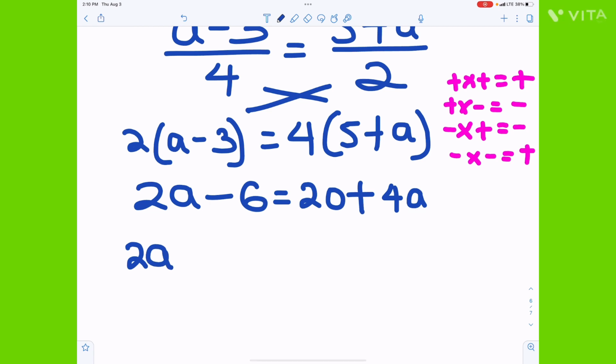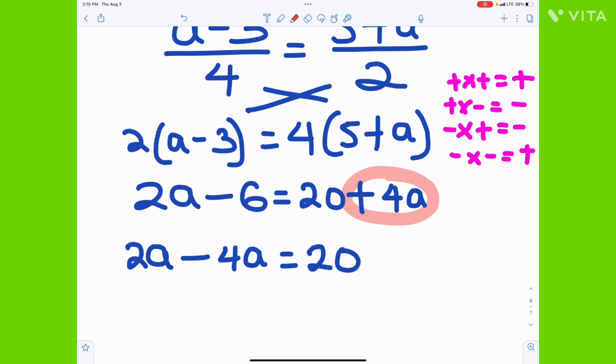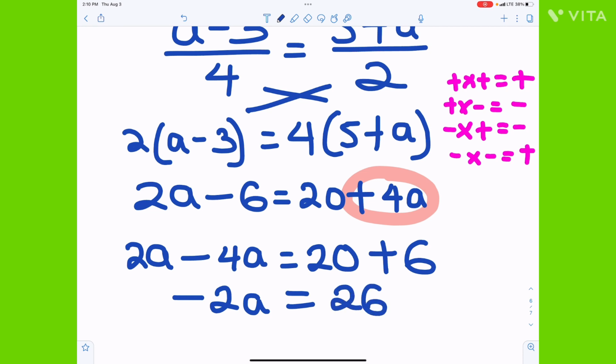So that's 2a minus 4a. You know, the 4a is positive here. I'm coming across the equality sign to the left. It will change to negative. So that gives me 2a minus 4a. Then 20. If I take minus 6 across the equality sign to the right, minus 6 will become plus 6. So that's 20 plus 6. 2a minus 4a is minus 2a. 20 plus 6 is 26.